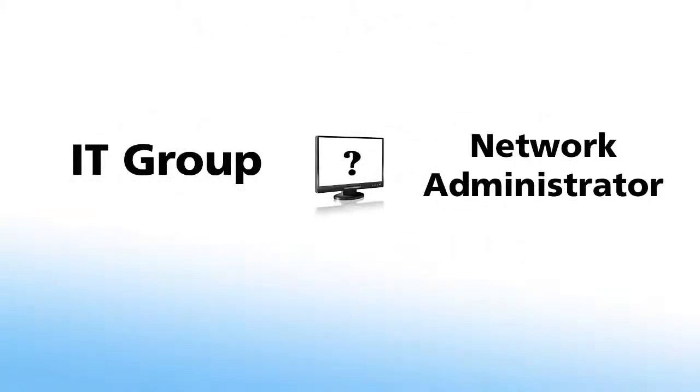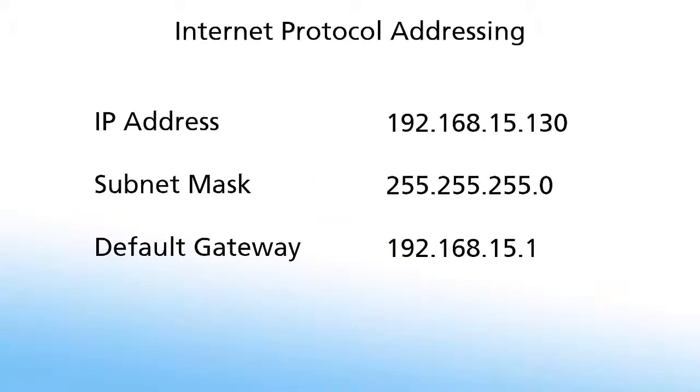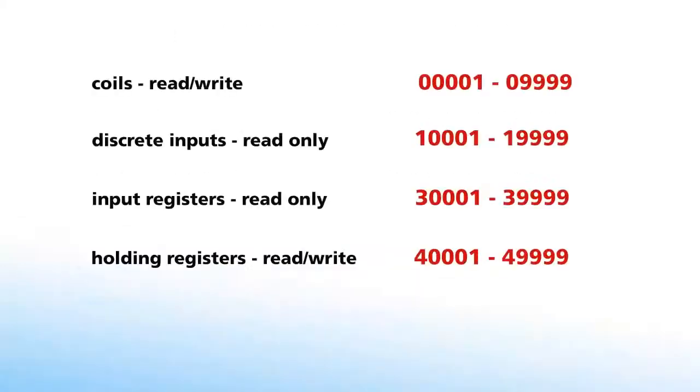If you don't know your IP addressing, your IT group or network administrator will let you know the IP addresses and subnet mask your devices will need. The default gateway is optional and not required for networks that do not use a default gateway. Again, you can consult your IT group or network administrator.